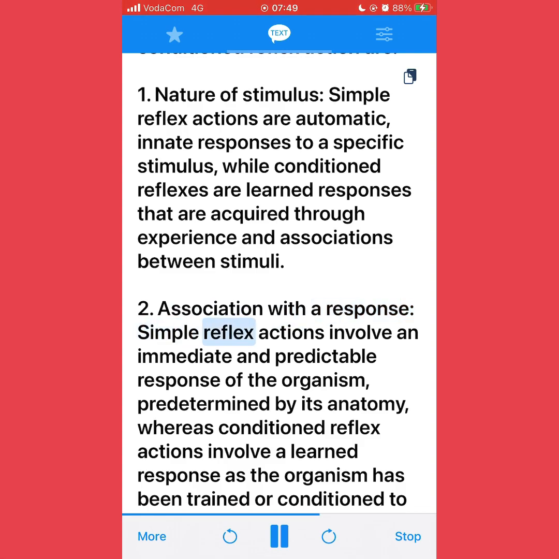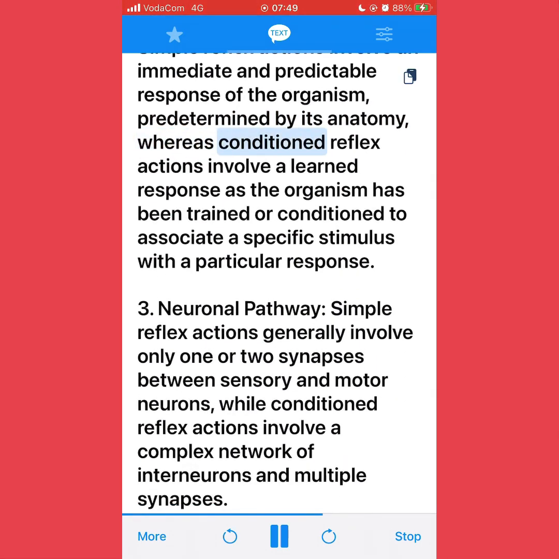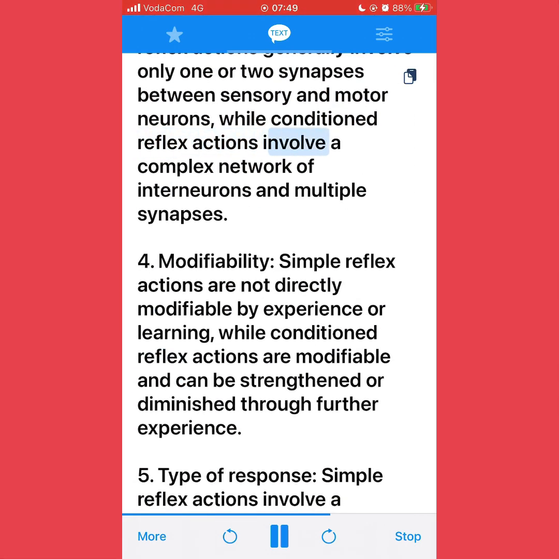Simple reflex actions involve an immediate and predictable response of the organism, predetermined by its anatomy, whereas conditioned reflex actions involve a learned response as the organism has been trained or conditioned to associate a specific stimulus with a particular response. 3. Neuronal pathway. Simple reflex actions generally involve only one or two synapses between sensory and motor neurons, while conditioned reflex actions involve a complex network of interneurons and multiple synapses.